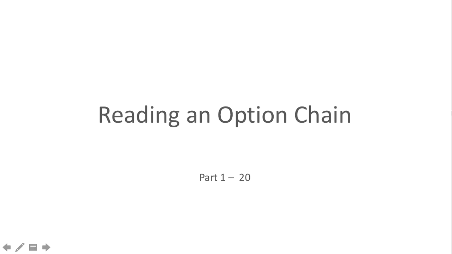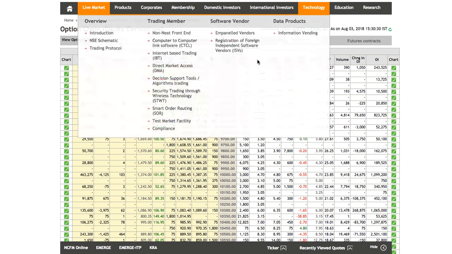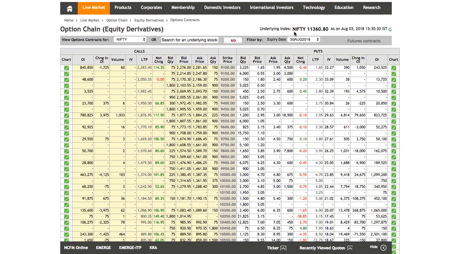Option chain is like the blueprint of the option market. It tells us everything about the trading action happening in the market. So this is the option chain for Indian stock market index Nifty. Few important things to note here.